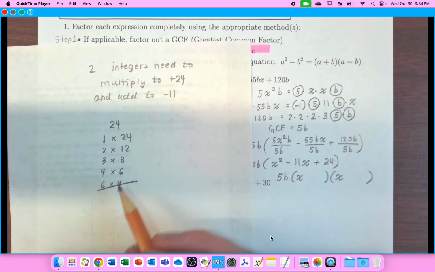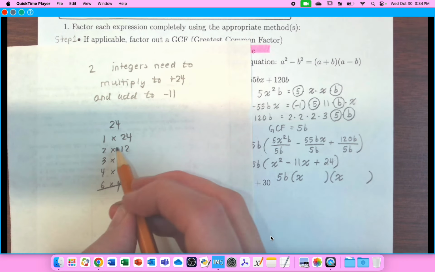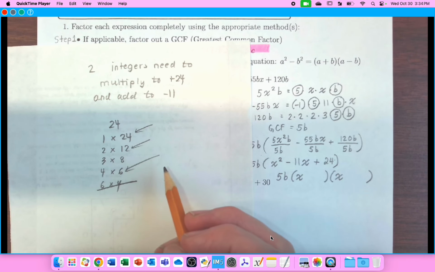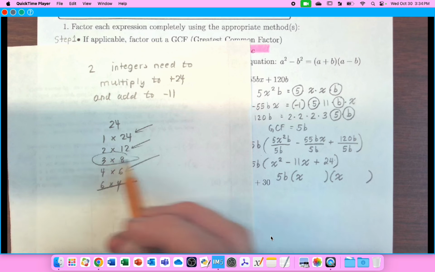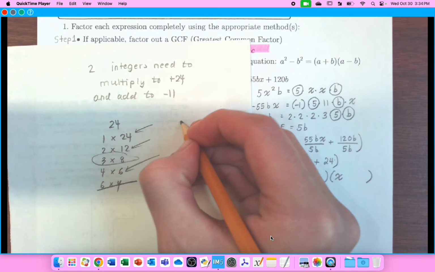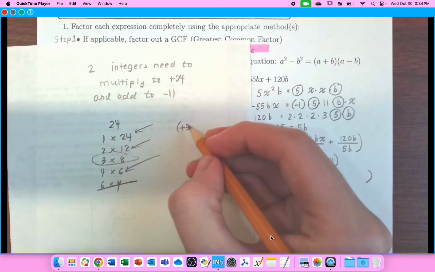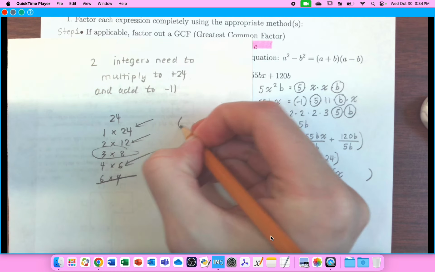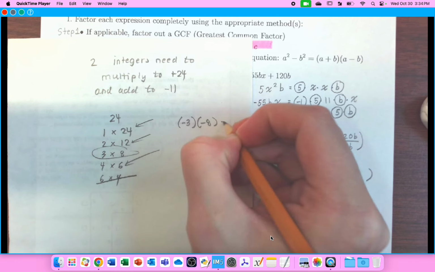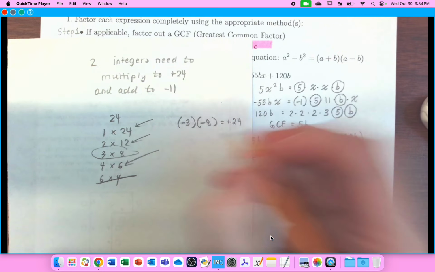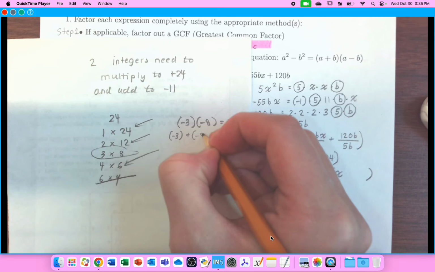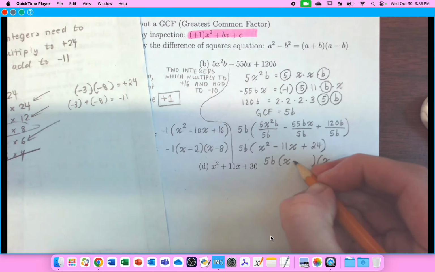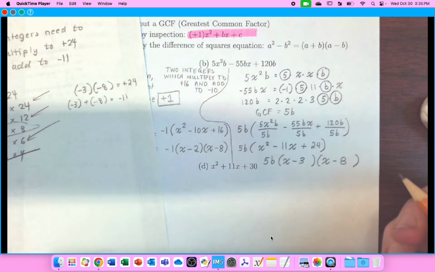Okay. Just by looking at it, I know there's no combination of these that can get me to negative 11. But I know that 3 plus 8 is 11. So positive 3, oh wait, no, it's not going to be positive 3. It's going to be negative 3 times negative 8 equals positive 24. But negative 3 plus negative 8 also equals negative 11. So that works. Negative 3, negative 8. Okay.